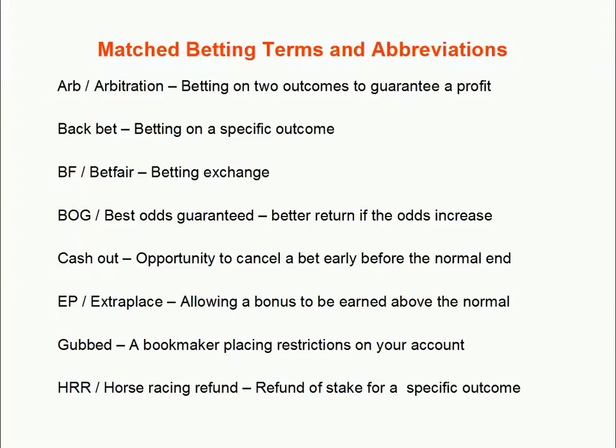The last term on this first part is HRR, Horse Racing Refund. Basically what this means is you place a bet on a horse to win, and if it comes, say, second, then the bookie will refund the stake that you put on. This is usually used by match bettors to actually try and obtain the incentive of, as I put there, the specific outcome, say the horse coming second. This will basically return your stake, and you can use this stake then to make further profit.